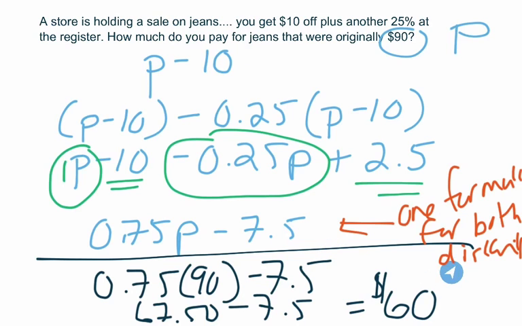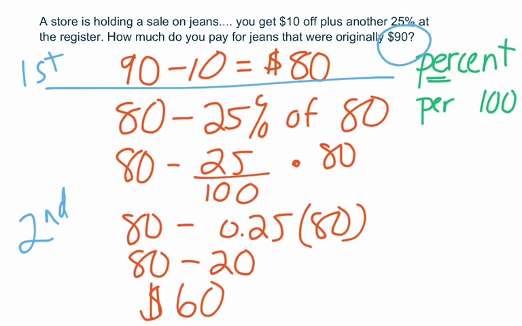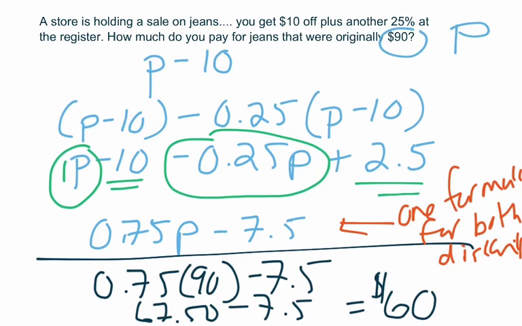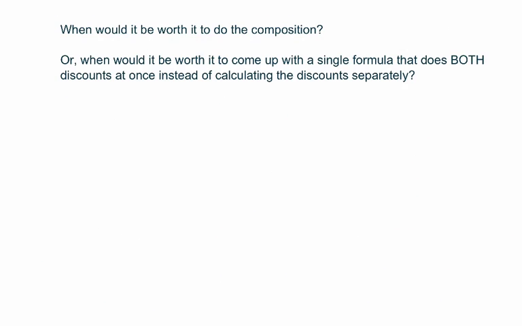Once we have the formula, now we've got a shortcut that does both of the discounts at once. We don't go through the $80. The $80 is gone from the problem. We go straight from 90 to 60. Here we have to bridge into the 80 and bring the 80 through. So when is it worth it to come up with a single formula that does both discounts at once instead of calculating the discount separately?